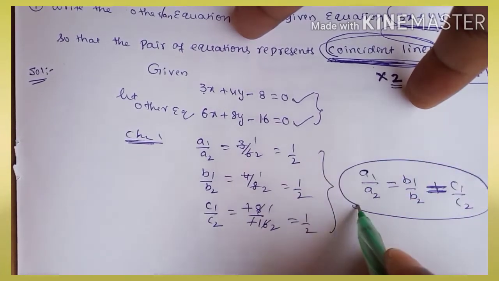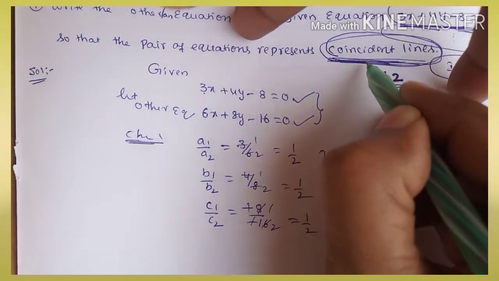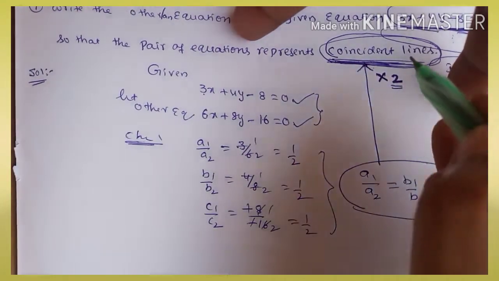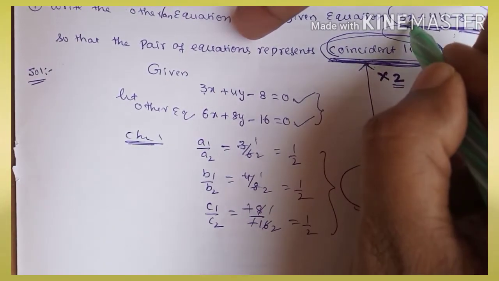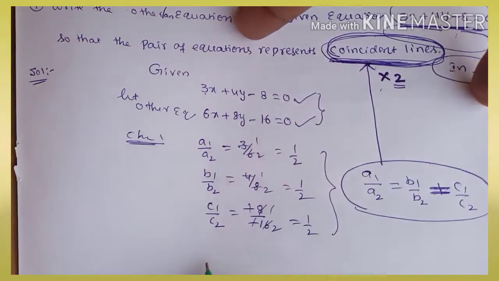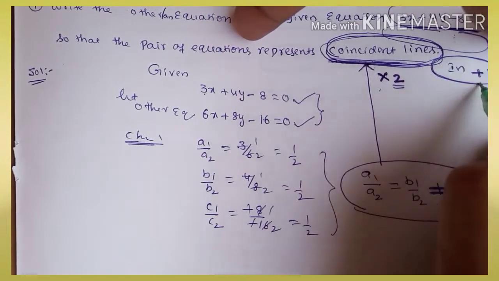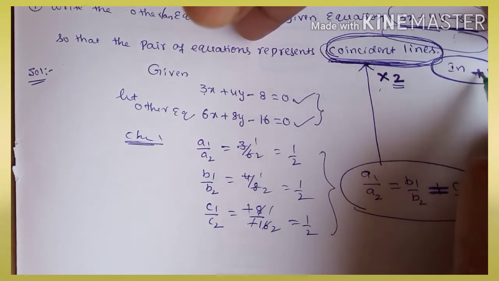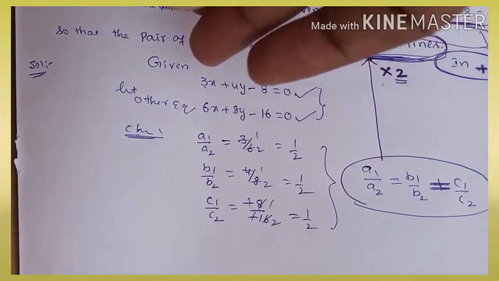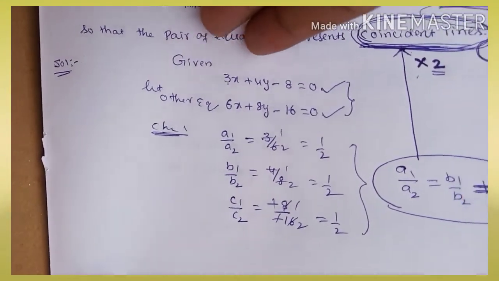If we got all are equal, then they are called as what type of lines? Coincident lines. The keyword is there, whatever given equation multiply with 2, the requirement is coincident lines. If you ask for the intersecting lines, the keyword is add 1 so that you can form the required equation. Okay, let's go for the next problem.